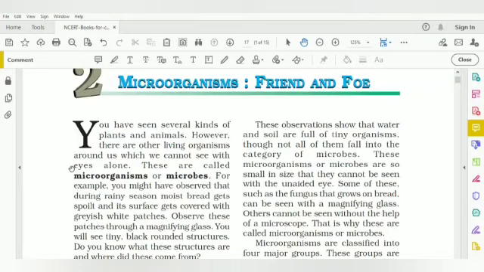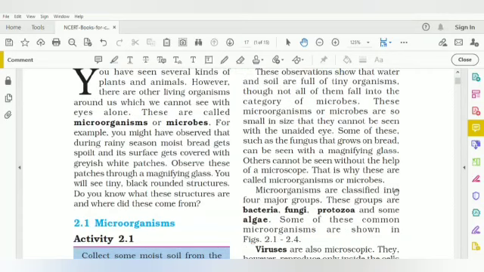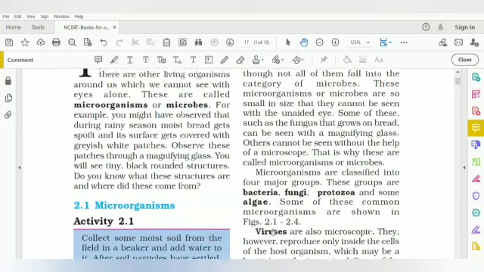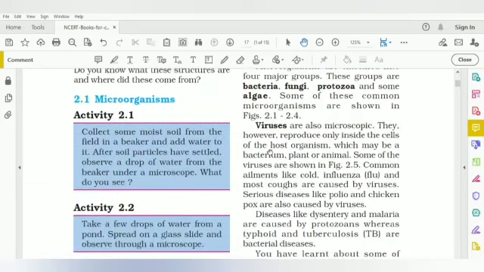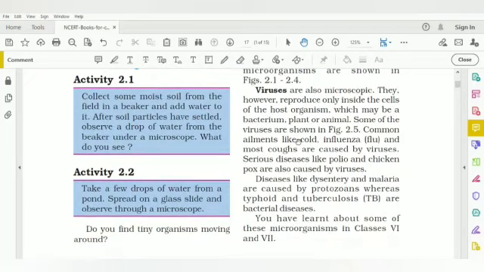Now let's talk about what is microbiology. The study of microorganisms is known as microbiology. And who are microbiologists? Scientists who study microorganisms are known as microbiologists. Now microorganisms are classified into 5 major groups, which are bacteria, fungi, protozoa, algae and viruses. They have not given you details, but I will explain all the major groups of microorganisms in detail. First let's talk about viruses.